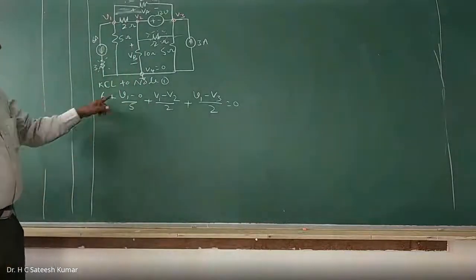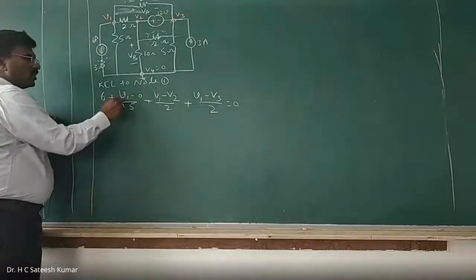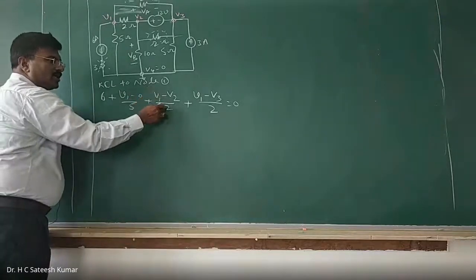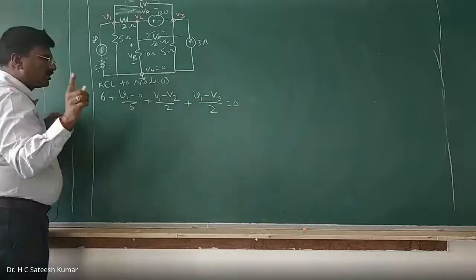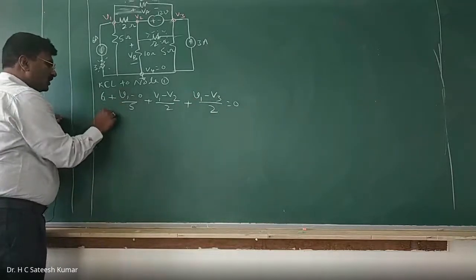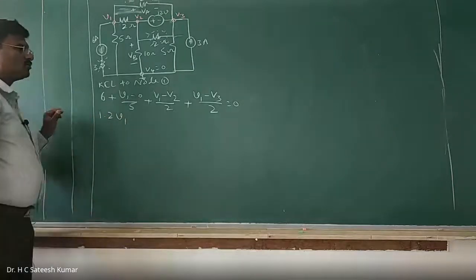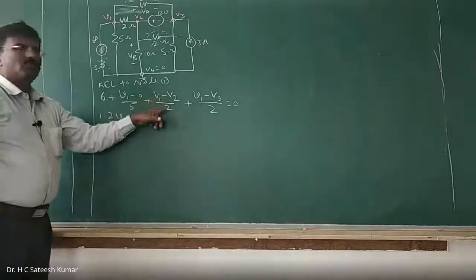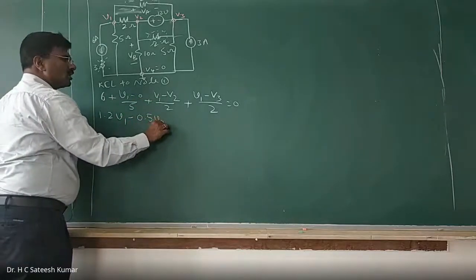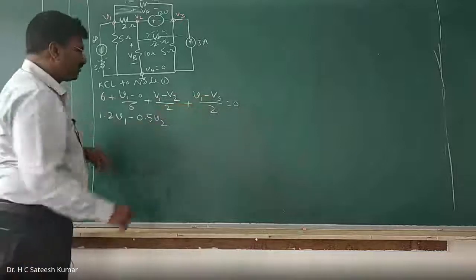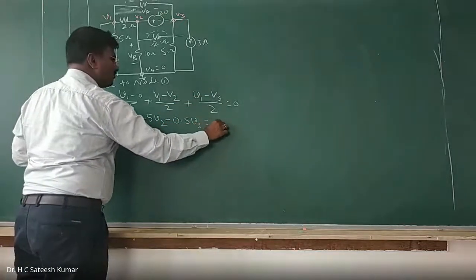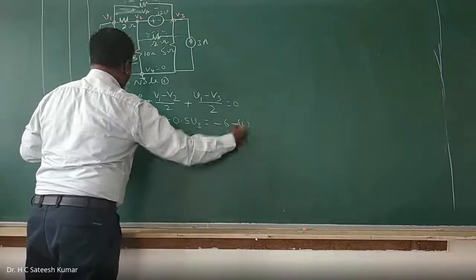Now the V1 coefficients: 1 by 5 is 0.2, 1 by 2 is 0.5, plus 0.5 is 1, and plus 0.2 gives 1.2 V1. What about V2? Minus 0.5 V2. What about V3? 1 by 2 is 0.5, so minus 0.5 V3 is equal to minus 6. Call this equation number 1.